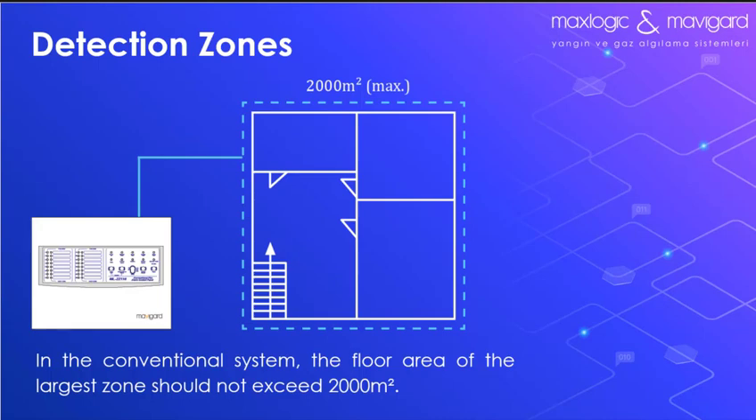After the change, the scope of the detection zone was increased. Accordingly, the largest area should be projected with a maximum floor area of 2000 square meters. In the conventional system, the floor area of the largest zone should not exceed 2000 square meters as a detection zone.